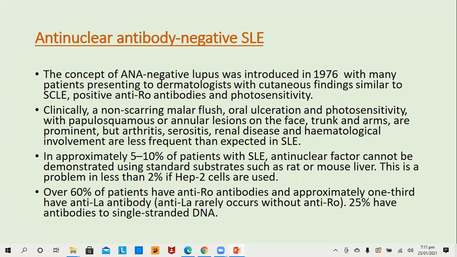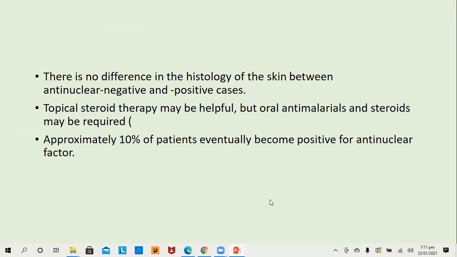However, if such patients are encountered, then it is diagnosed by the peculiar rash and presence of anti-Ro antibody and photosensitivity. And such patients have less chances of having serious systemic complications like renal disease, hematological involvement, arthritis, and serositis. There is no difference in histology of skin between anti-nuclear negative and positive cases. Topical corticosteroid may be helpful, but oral antimalarials or steroids may be required. Approximately 10% of patients eventually become positive for anti-nuclear factor.